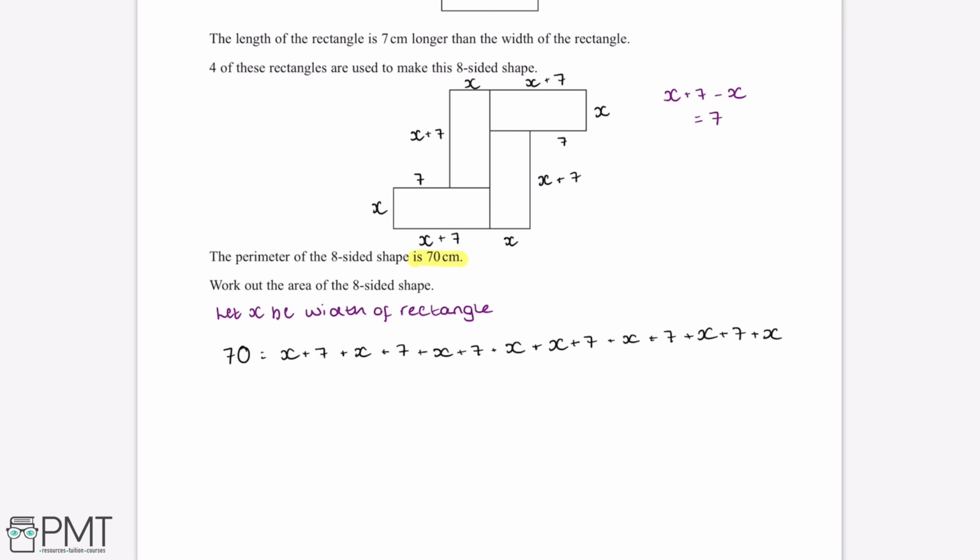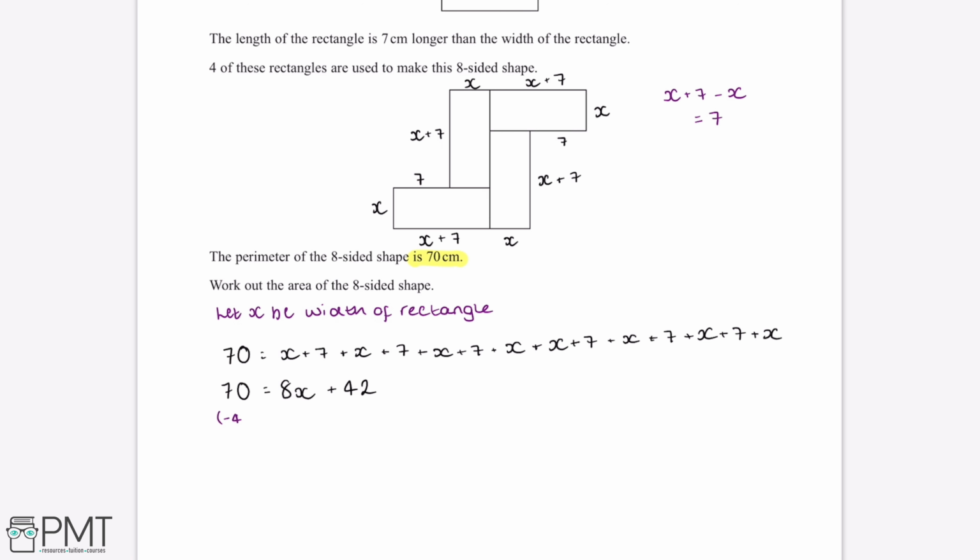And now what we want to do is simplify down all the x terms and then simplify down all the numerical terms. So if we count the number of x's we have 1, 2, 3, 4, 5, 6, 7, 8 x's. So 70 will be equal to 8x, and if we add up all the numerical terms, we have 6 7s, so the perimeter of this shape will be equal to 8x plus 42. So now we're going to want to simplify down this equation to make x the subject.